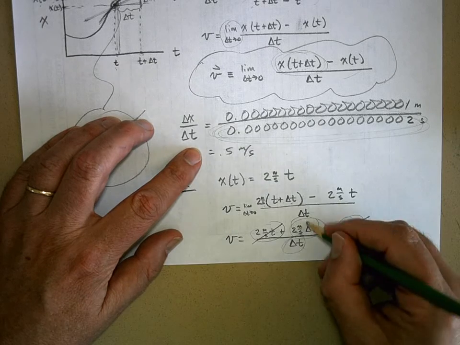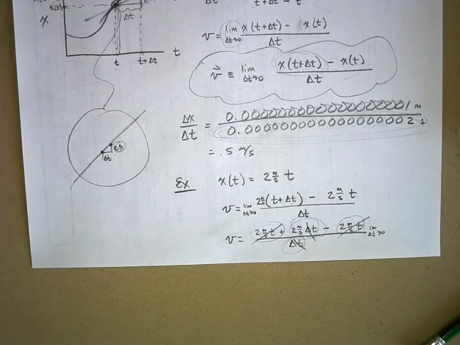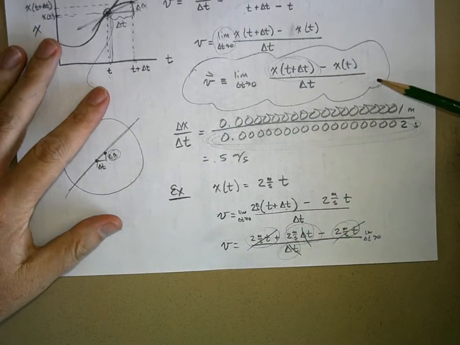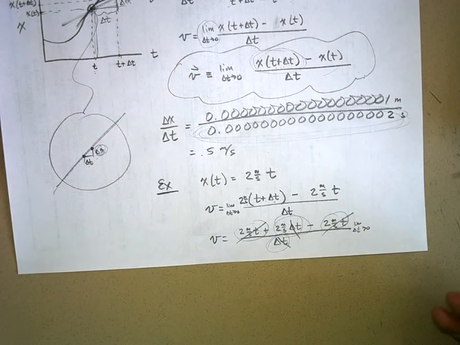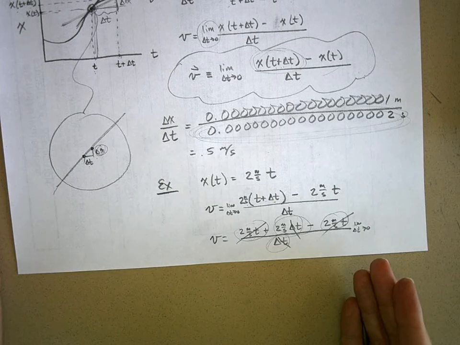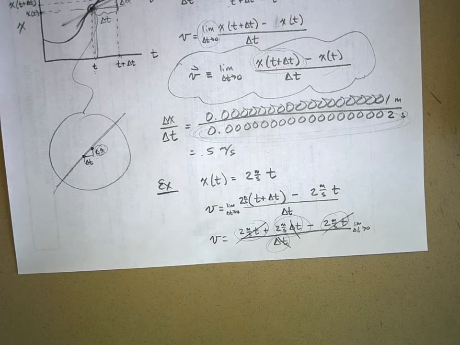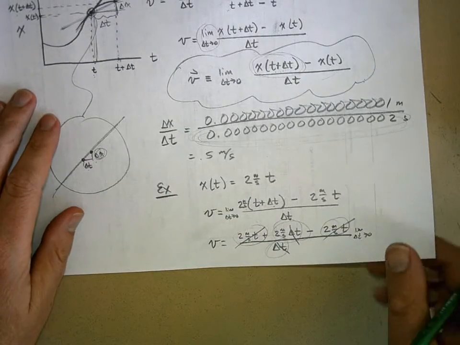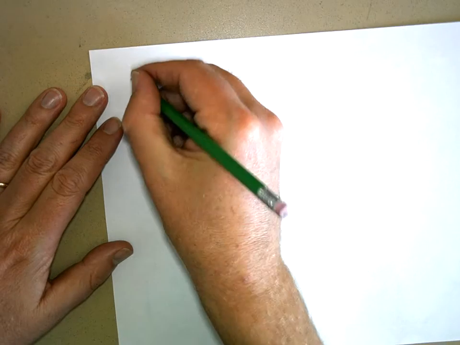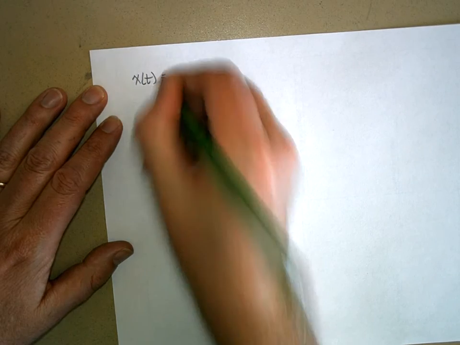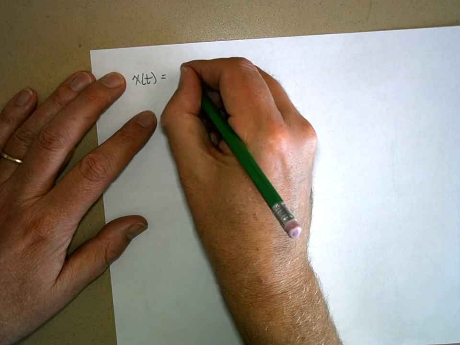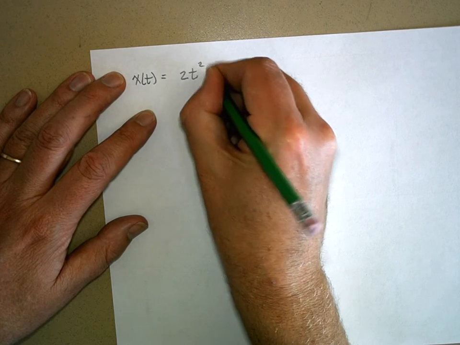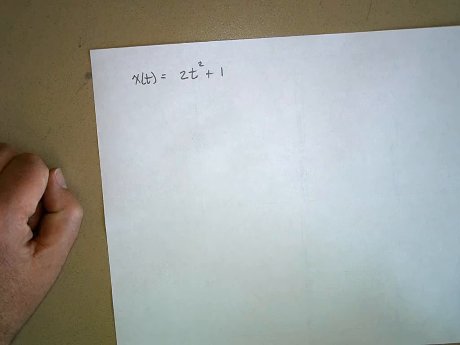What's my answer? Victory! It's 2 meters per second. No, I already knew that. So why did I go through all of this? Well, because this illustrates the procedure with a simple problem. But what if I gave you a function that was a little more complicated? What if I gave you a function like this? 2t squared plus 1. Okay, we'll do it. Let's do it.